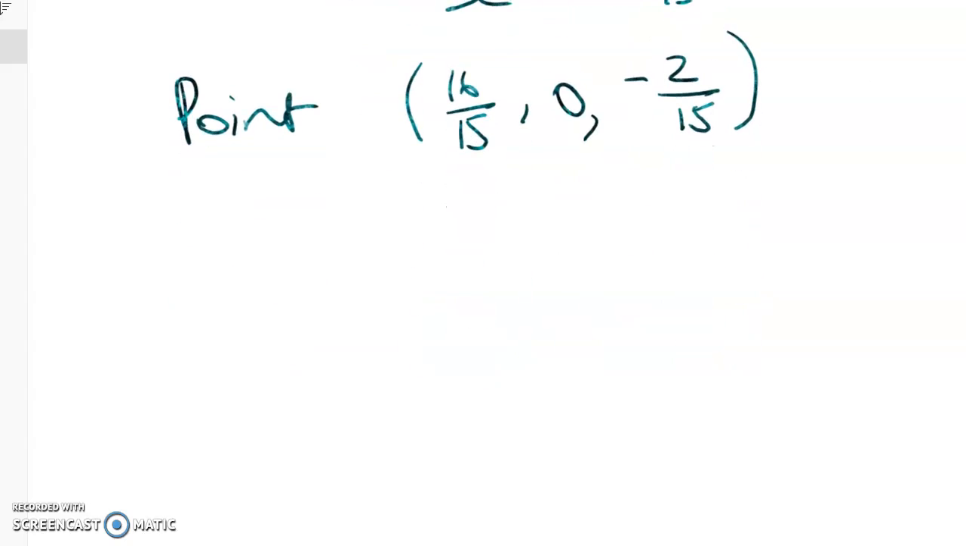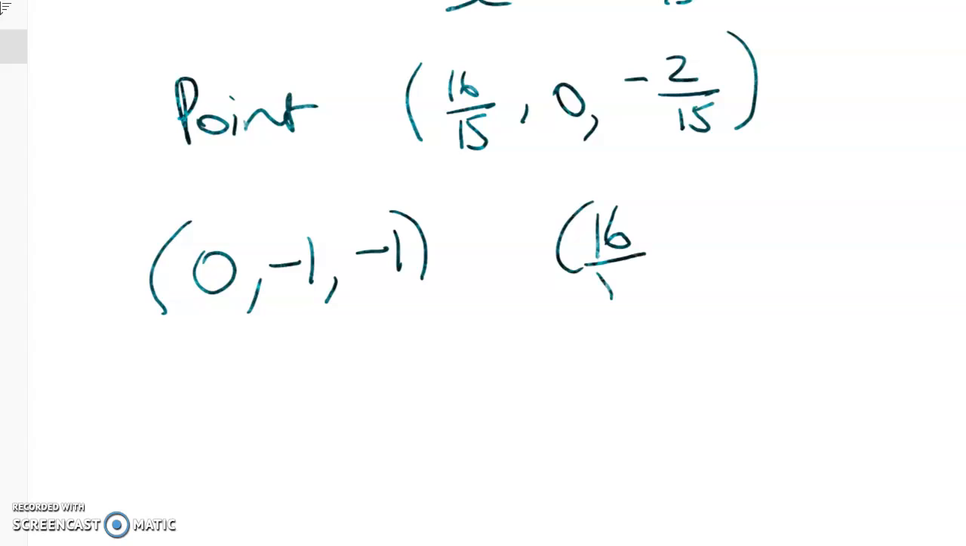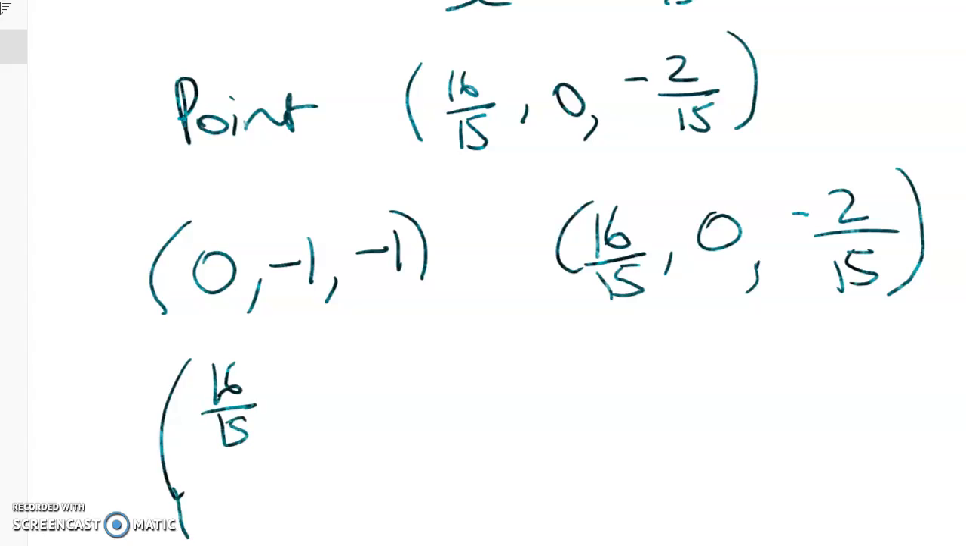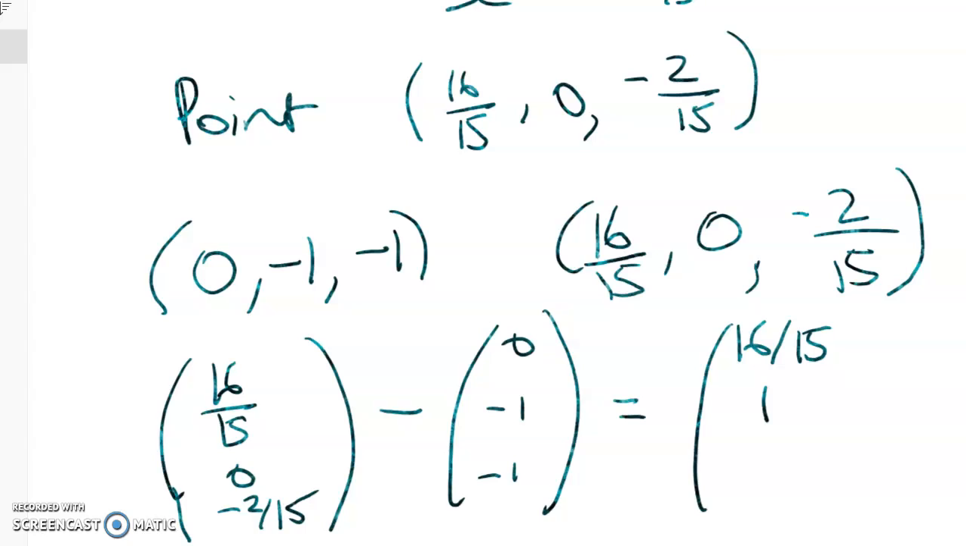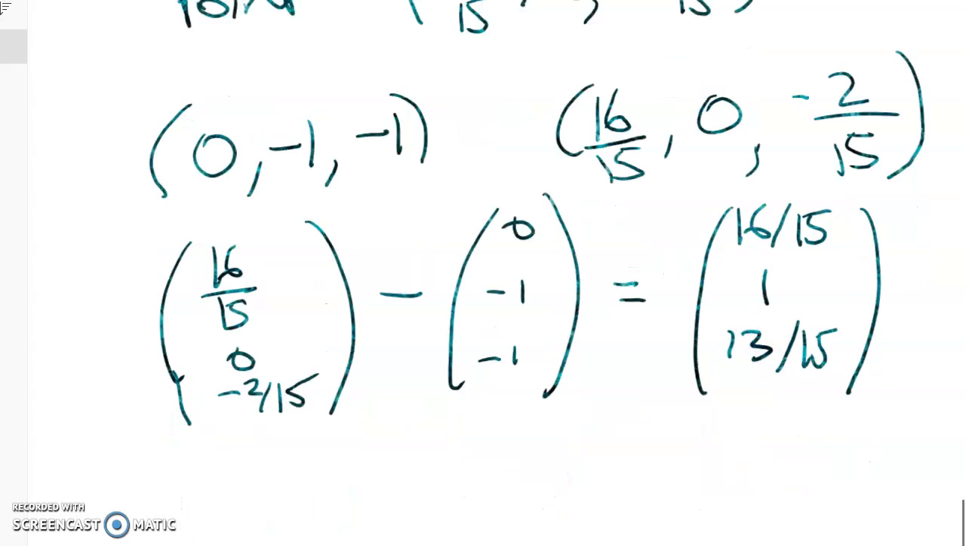So what have I got now? Well, I've got the 2 points, right? The points are, let's see, well we had (0, -1, -1), and now we've got (16/15, 0, -2/15). Now those are the 2 points that I have to use to get my direction vector. So the direction vector is going to be 16/15, 0, negative 2/15, minus 0, negative 1, negative 1, giving me 16/15, yes, I'm using a diagonal line, so 1, and then negative 2/15 plus 1 gives me the horrible 13/15.